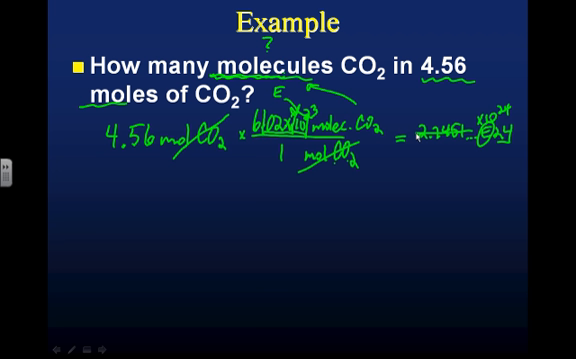So how many sig figs in 6.02? 3. And the number we started with, 4.56? 3. So we can have 3 in our answer. So just put one line through what you write down. And we're going to say 2.75 times 10 to the 24th.